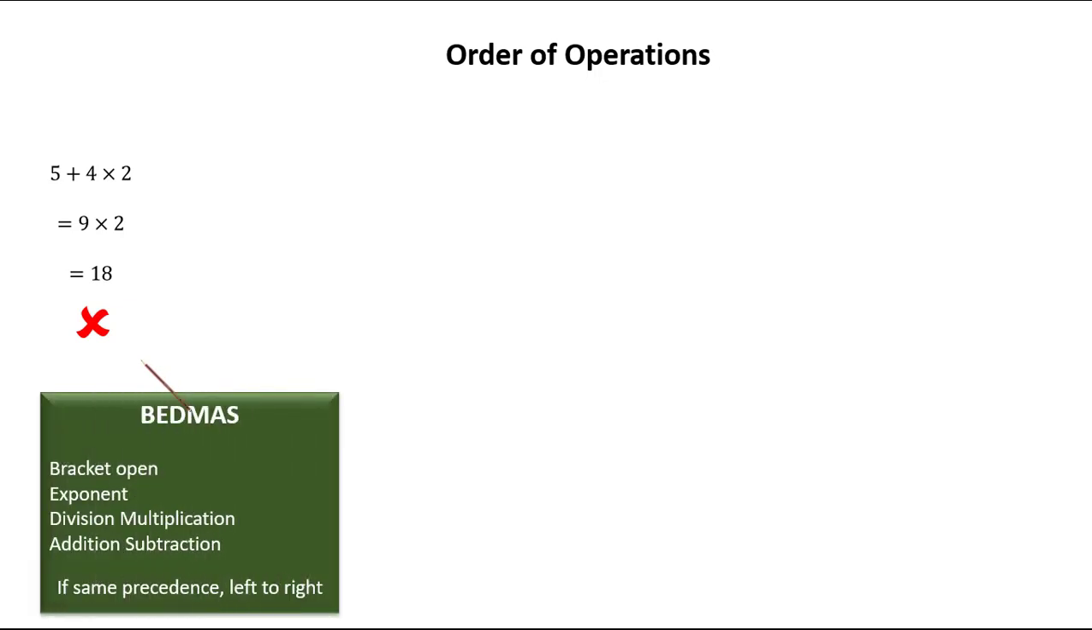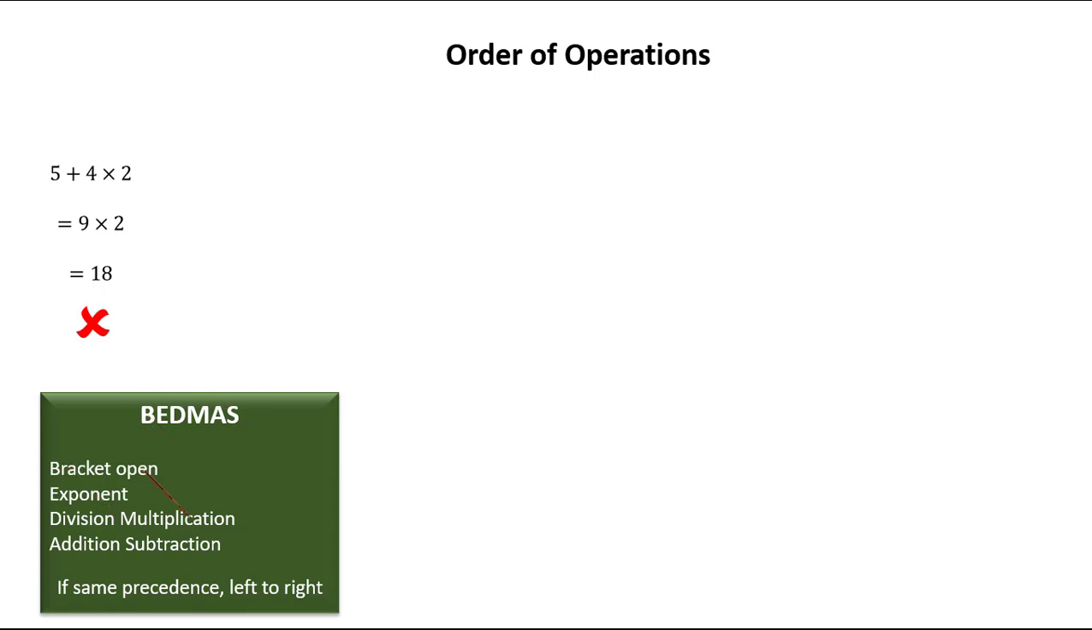The order of operations. You have learned in your schools about BODMAS. I've a little bit modified that to BADMAS. I'll be showing you in a moment. So, first of all, we are going to see what is the wrong way of doing this. 5 plus 4 multiplied by 2. And students add the 5 and 4, making it 9 multiplied by 2 is 18. That's wrong, because we are going to follow the rule called BADMAS, which is a slight modification of BODMAS.